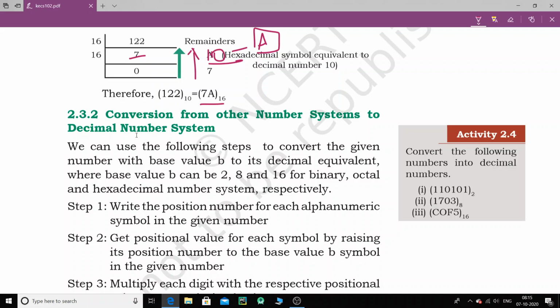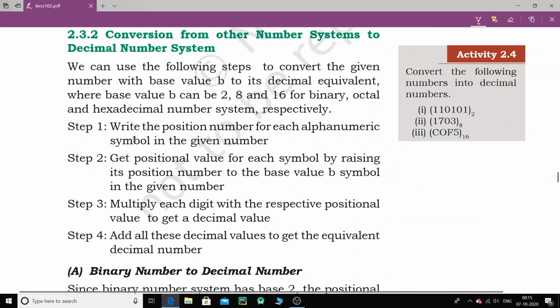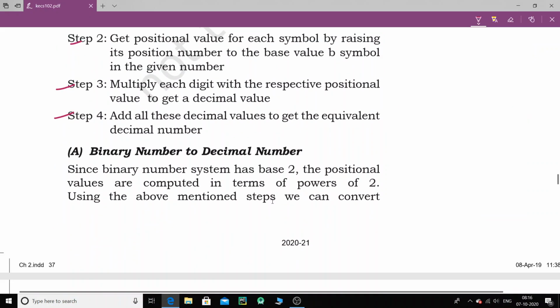Now the reverse way, if you want to do it, what are the steps that we need to follow? Now the step is, write the positional number of each alphanumeric symbol in the given number, get positional value of each symbol by raising its position number to the base value b. Multiply each digit with the respective positional value to get the decimal value, and add all these decimal values to get the equivalent decimal number.